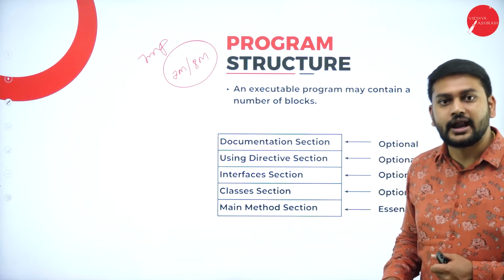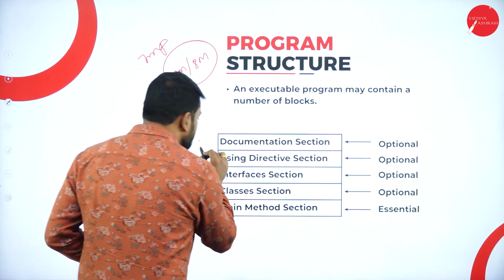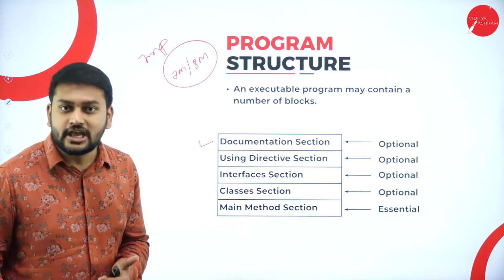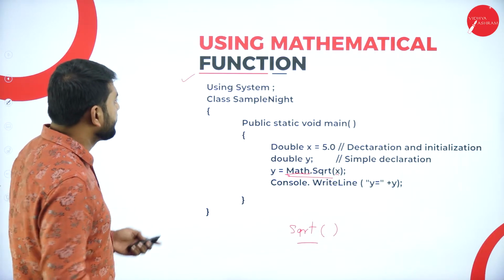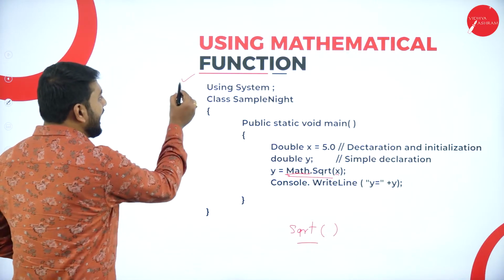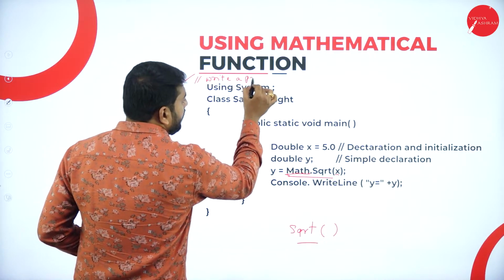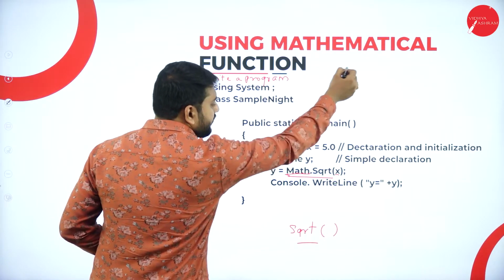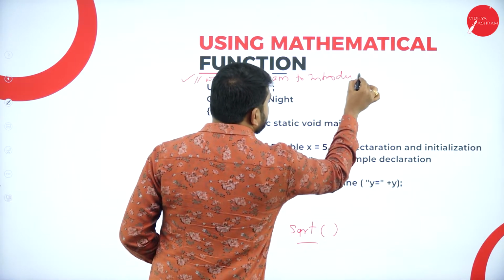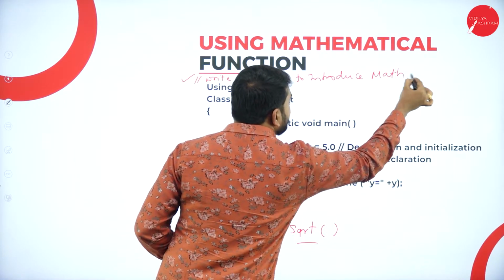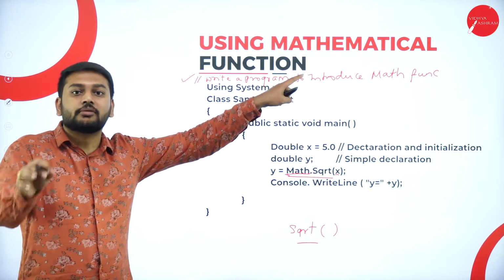So what is the first thing that I have in my structure? The first thing I will have is a documentation section. Probably in my previous session you would have seen this. Observe here, let me take this example. Suppose this is the program, I will have a comment like this: write a program to introduce the math function. Imagine like that. This is what I will call a documentation section.